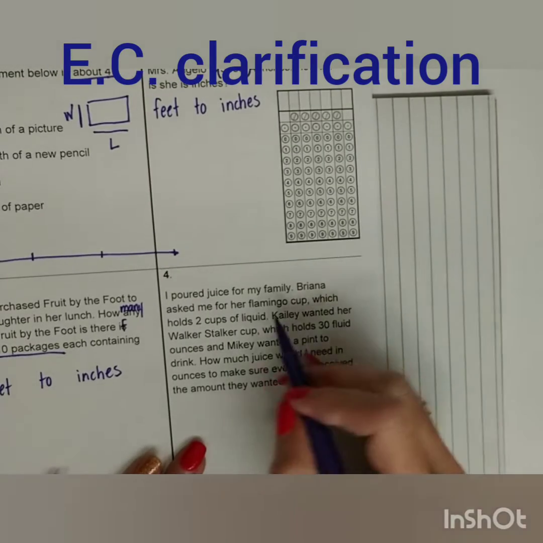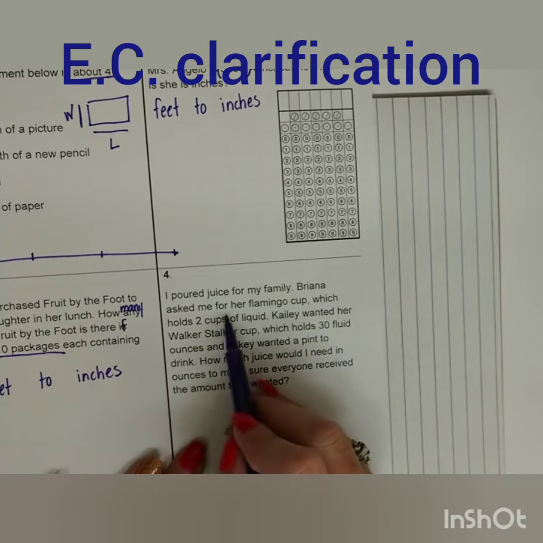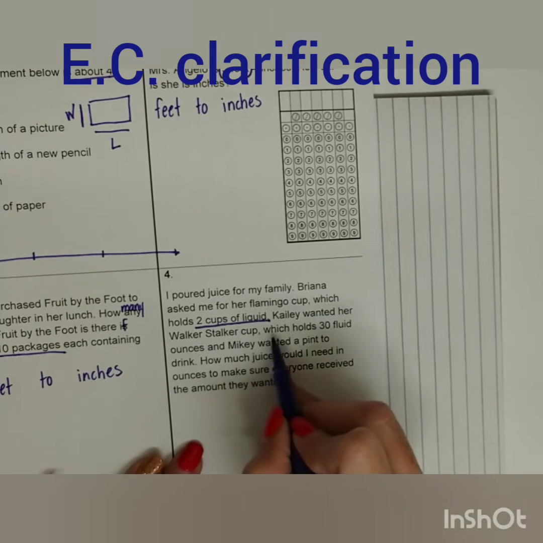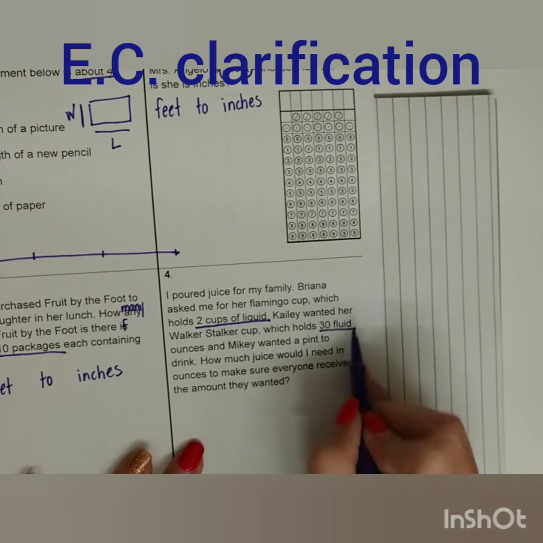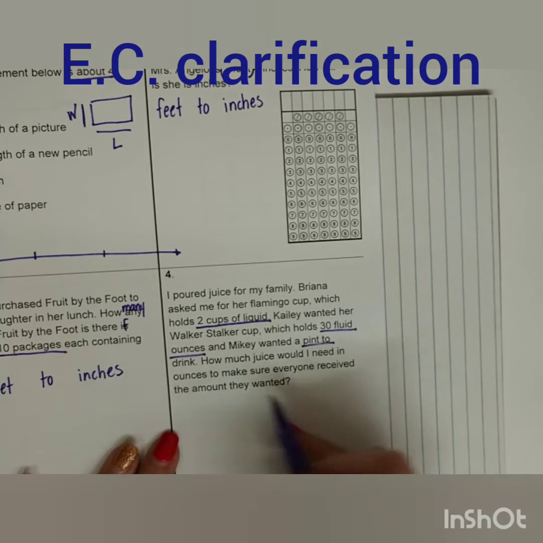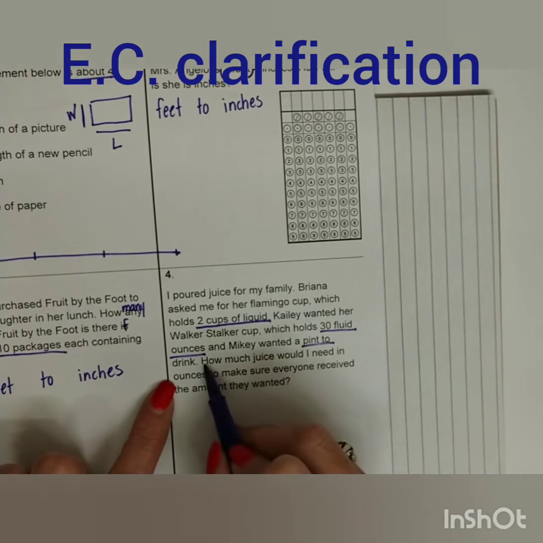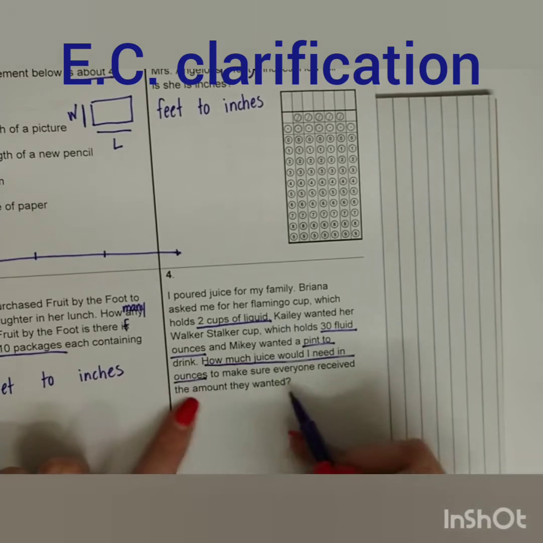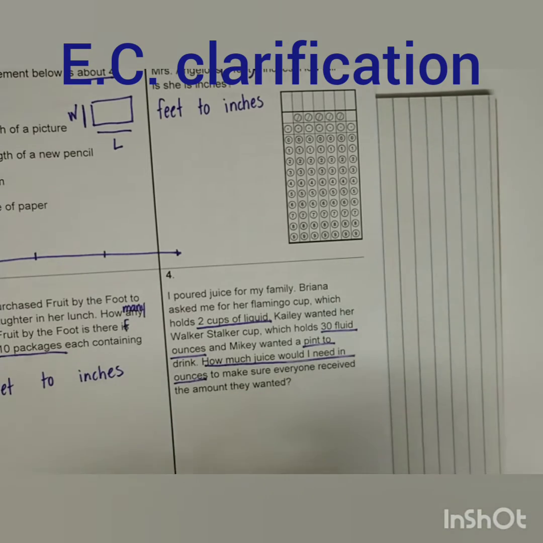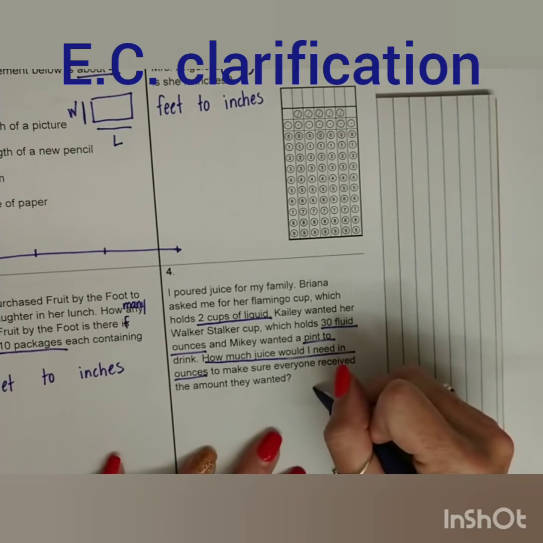Next one. I poured juice for my family. Brianna asked me for her flamingo cup, which holds 2 cups of liquid. Kaylee wanted her Walker Stalker cup, which holds 30 fluid ounces. Mikey wanted a pint to drink. How much juice would I need in ounces to make sure everyone received an amount they wanted? So my end result has to be in ounces.